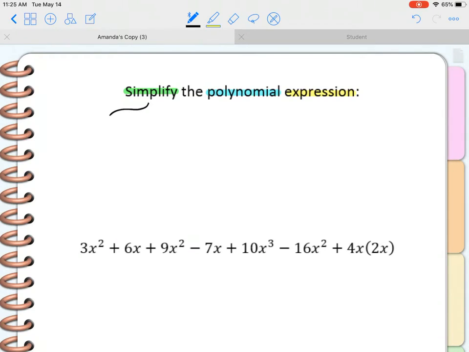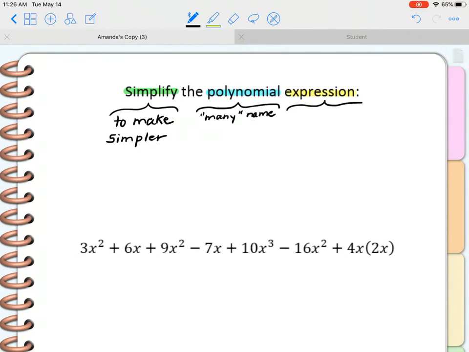Simplify. That is to make easier or shorter or simpler. I'm going to say to make simpler. And in this case, we're going to make it shorter. That's how we make it simpler. Polynomial. Poly means many. So anywhere you see poly, it means many. And nomial means name, usually. So in this situation, we have many names, many pieces of this expression.